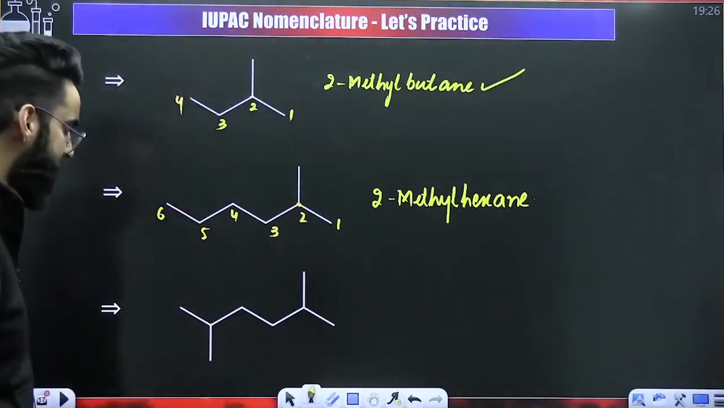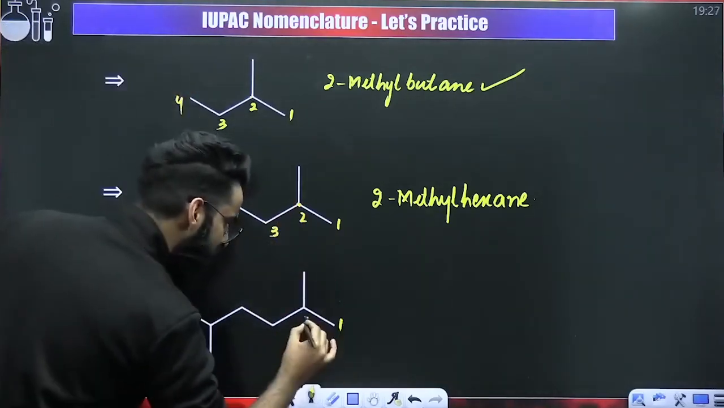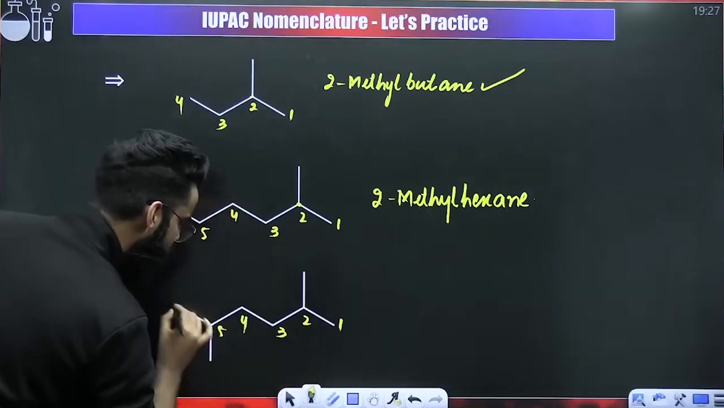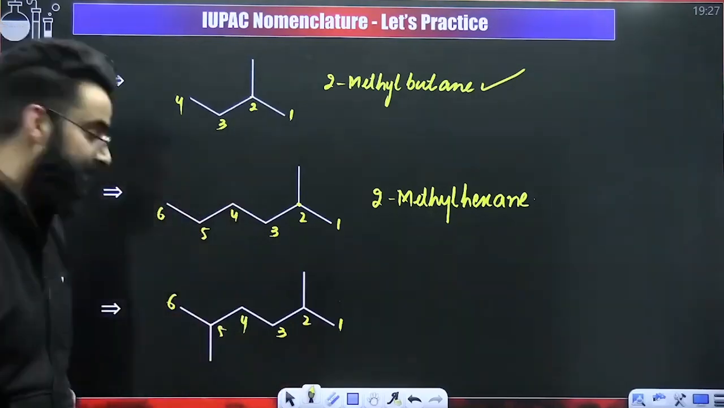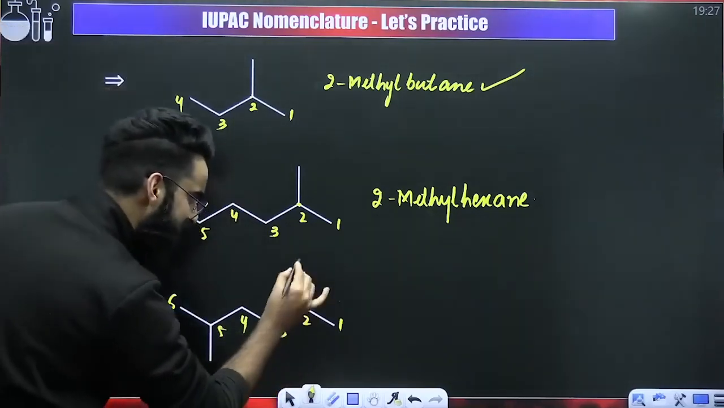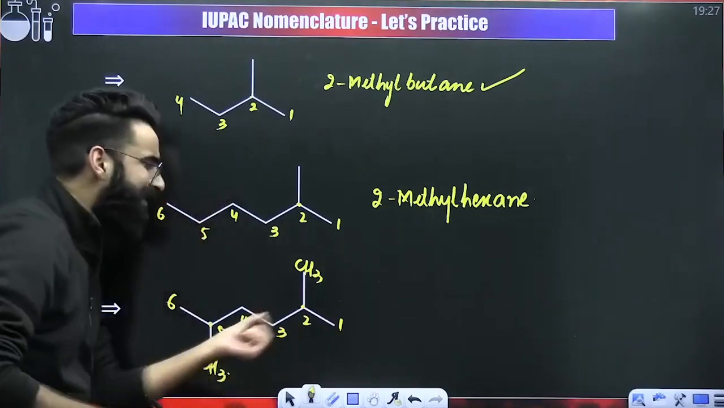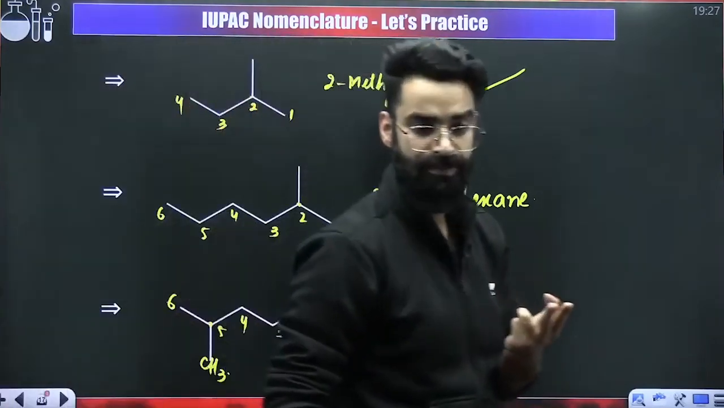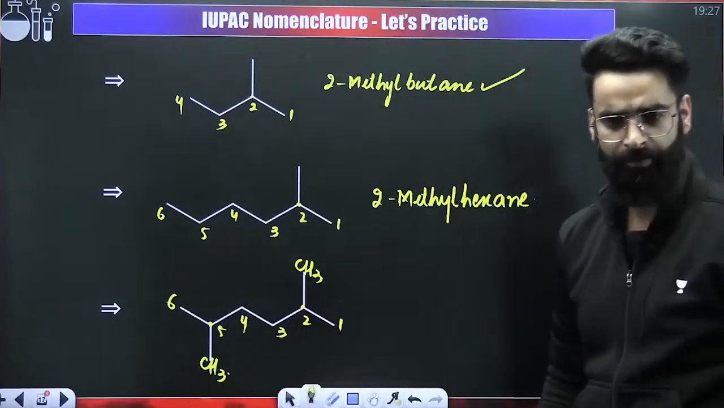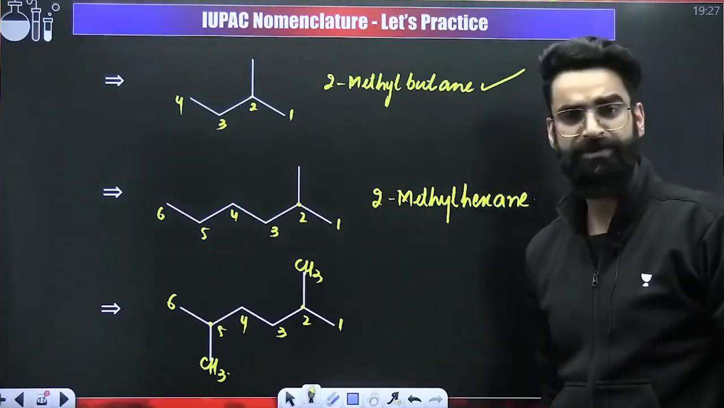Look at this particular case. Let's start the numbering from here. 1, 2, 3, 4, 5, and 6. Now have a look. At carbon number 2, there is a methyl group. At carbon number 5, there is again a methyl group. So how many methyl groups do we have? We have 2 methyl groups over here.